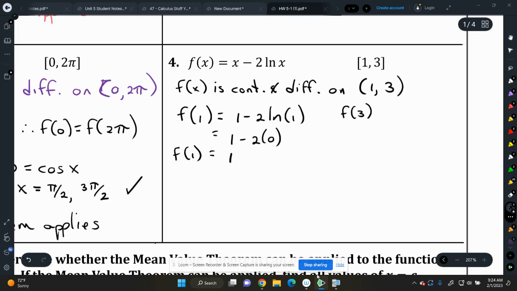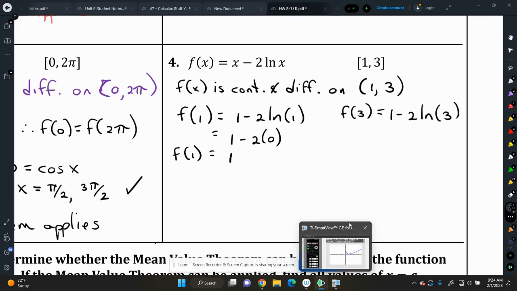F of 3, I'm looking at 1 minus 2 natural log of 3. I'm pretty certain that that's not going to equal 1, because in order to equal 1, this would have to be 0, right? So I don't even need my calculator. I just know that this does not equal 1. Does everybody understand my reasoning there? I know the natural log of 3 is not going to give me a 0. And if it's not a 0, then I'm not going to get 1 as my f of 3.